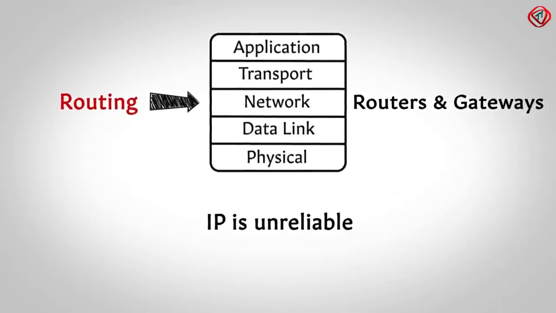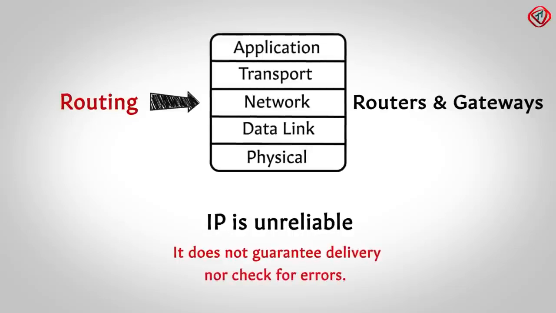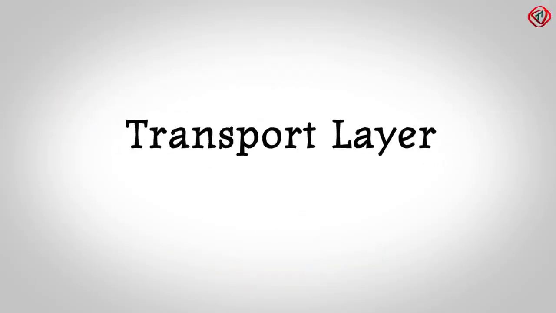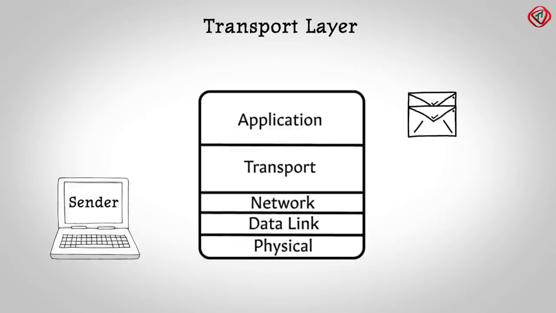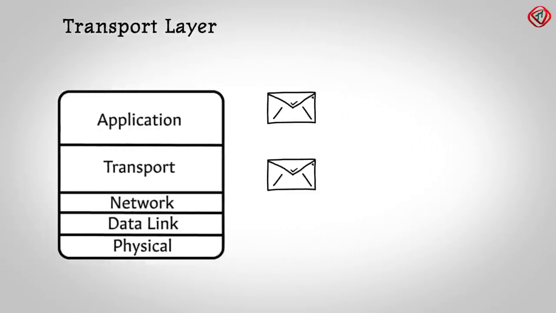IP is unreliable. It does not guarantee delivery nor check for errors. These tasks are the responsibility of the transport layer. Let us start discussing the transport layer. At the sending node, the transport layer receives messages from the application layer. When the message reaches the transport layer, one of the transport layer protocols, that is TCP or UDP, is selected.